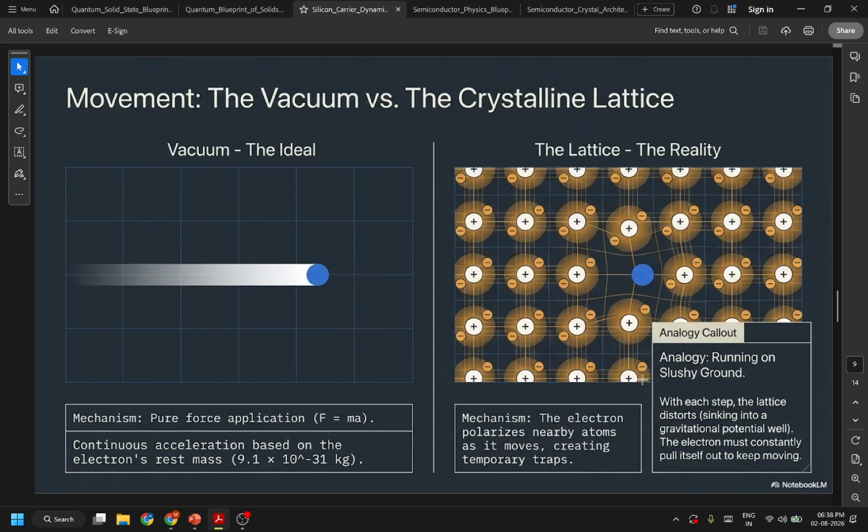The electron polarizes nearby atoms at its nose, creating temporary traps. The analogy can be like running on slushy ground: with each step the lattice distorts, sinking into a gravitational potential well, and the electron must constantly pull itself out to keep moving. So it has to keep jumping from one potential to another.